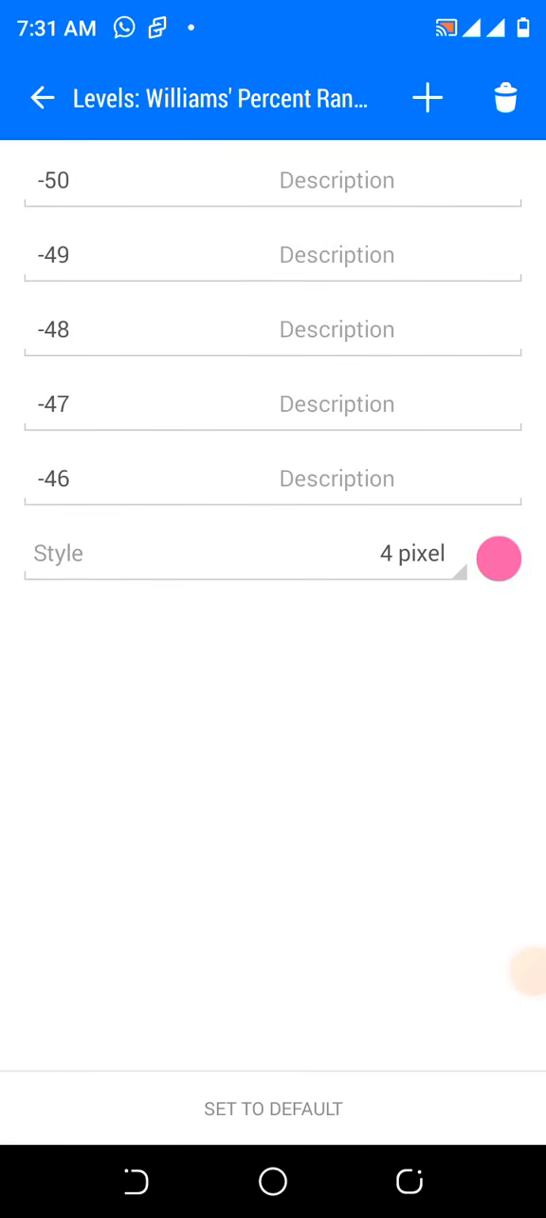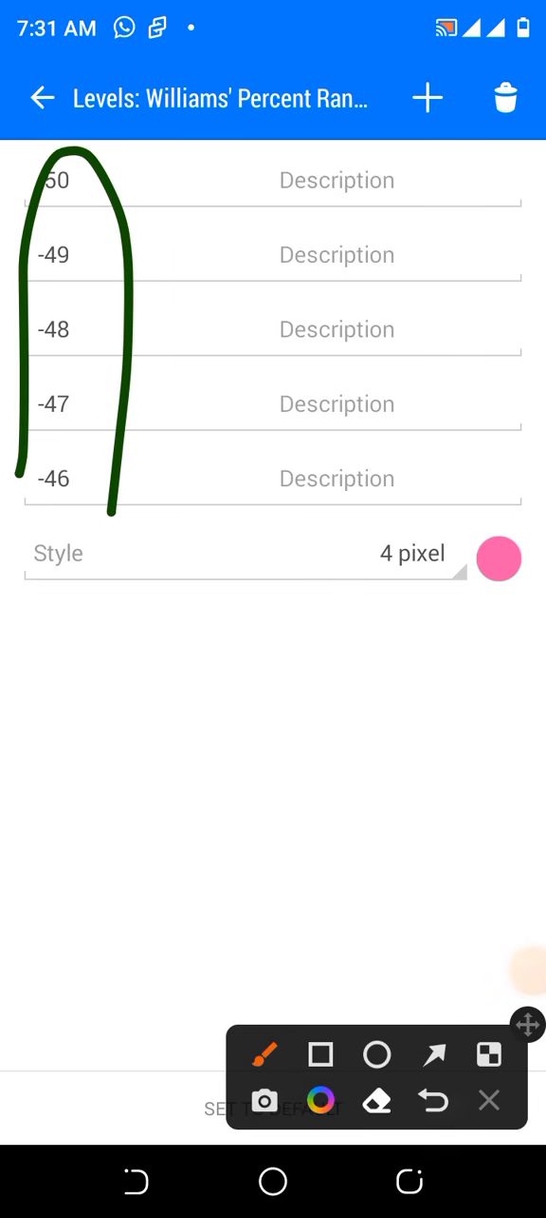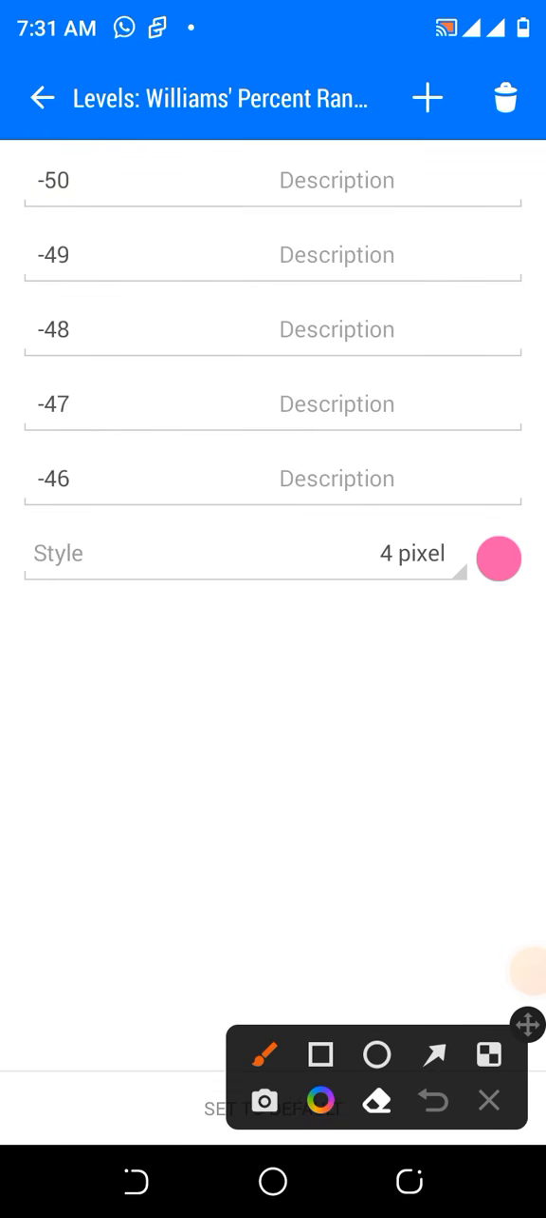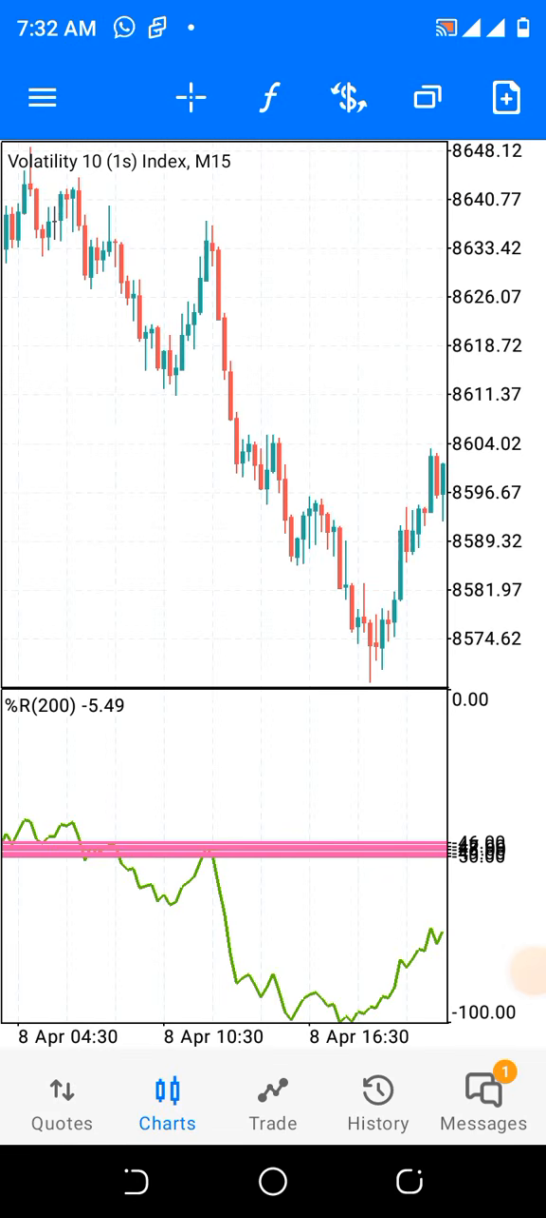Now the levels. Do you understand? The levels are minus 50, minus 49, minus 48, minus 47, minus 46, with 4 pixels, color pink. That is all you need to do to set up this Williams Percent Range indicator and use it to record massive profit trading Volatility 1x index on 15 minutes time frame.